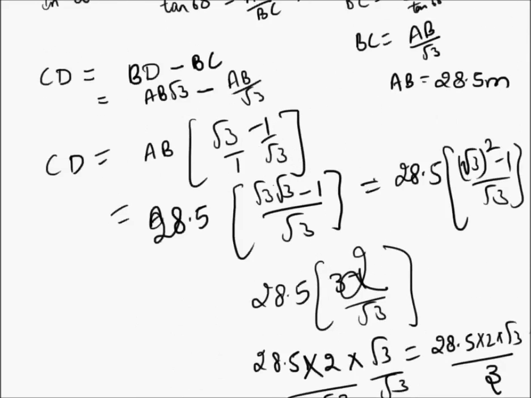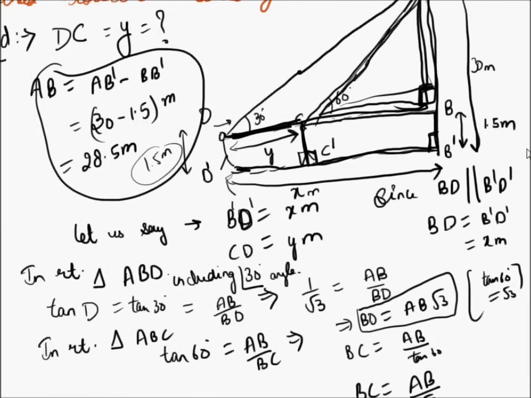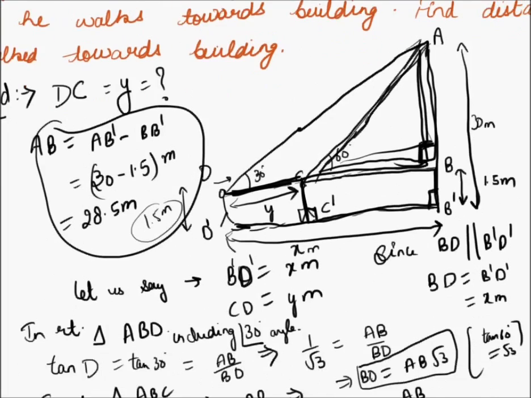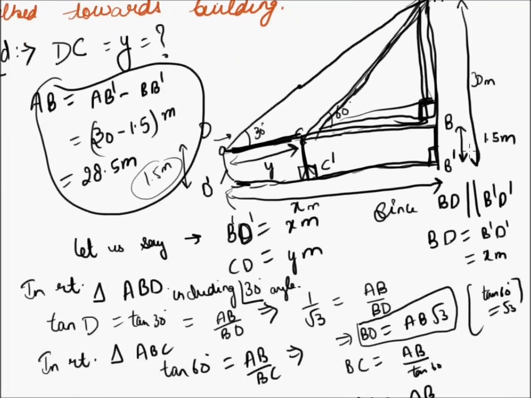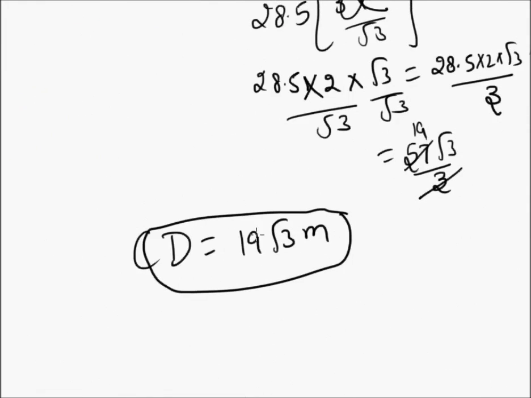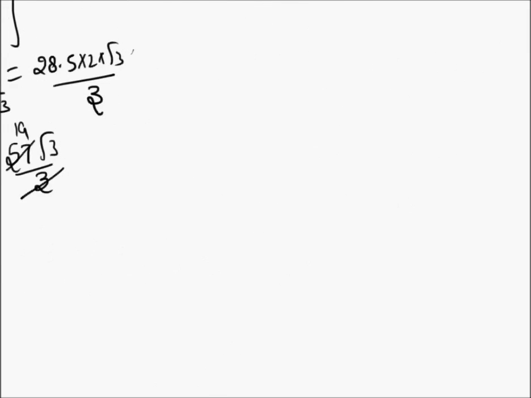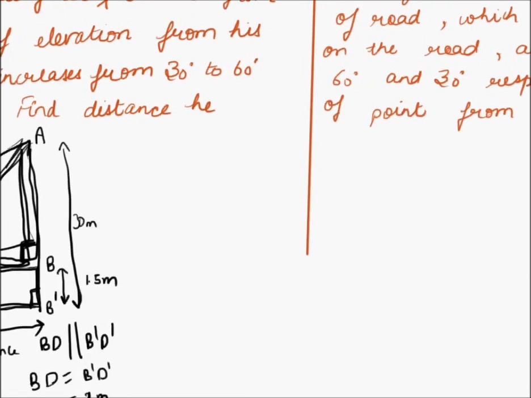Thus, if the 1.5 meter tall boy's angle of elevation from his eyes has changed from 30 degree to 60 degree while moving in front of this particular building, then the distance moved by him will be 19 under root 3 meters. Let us have another question.